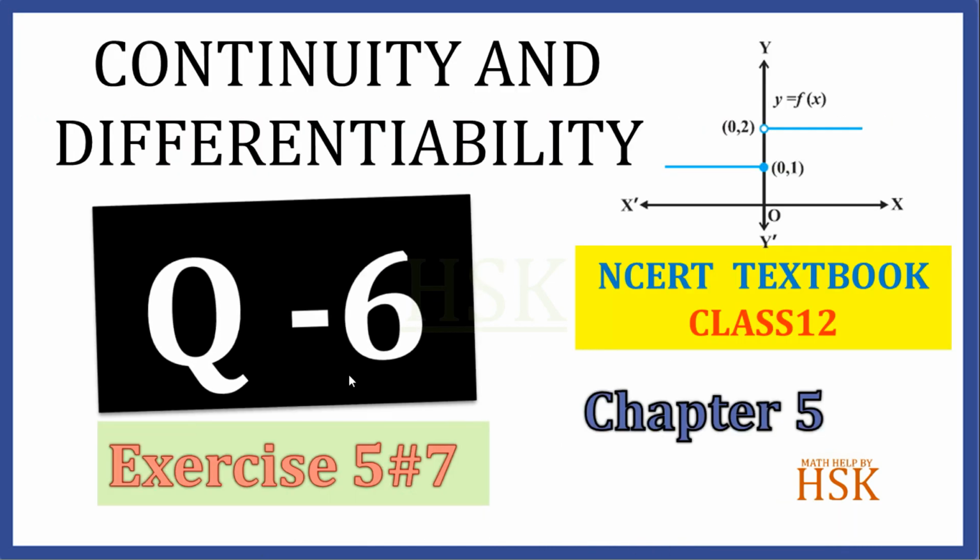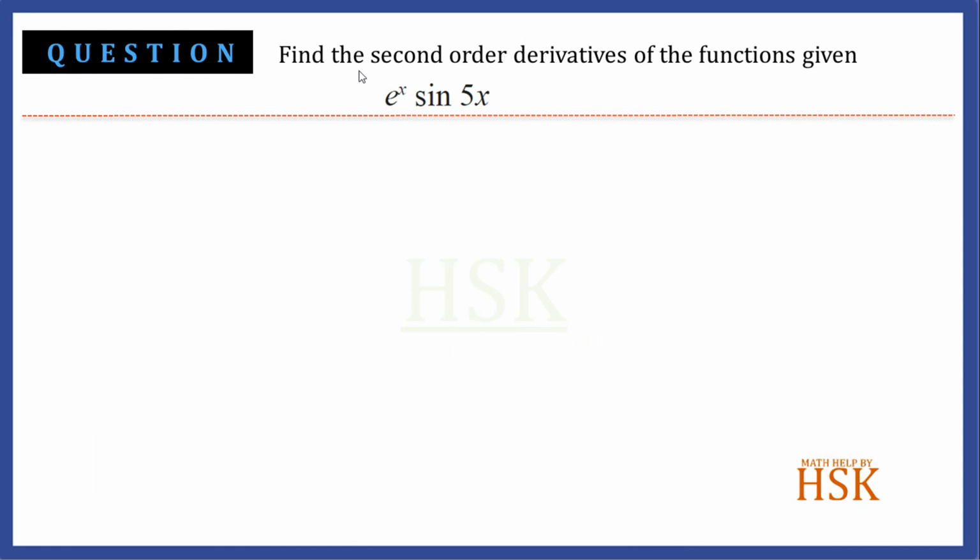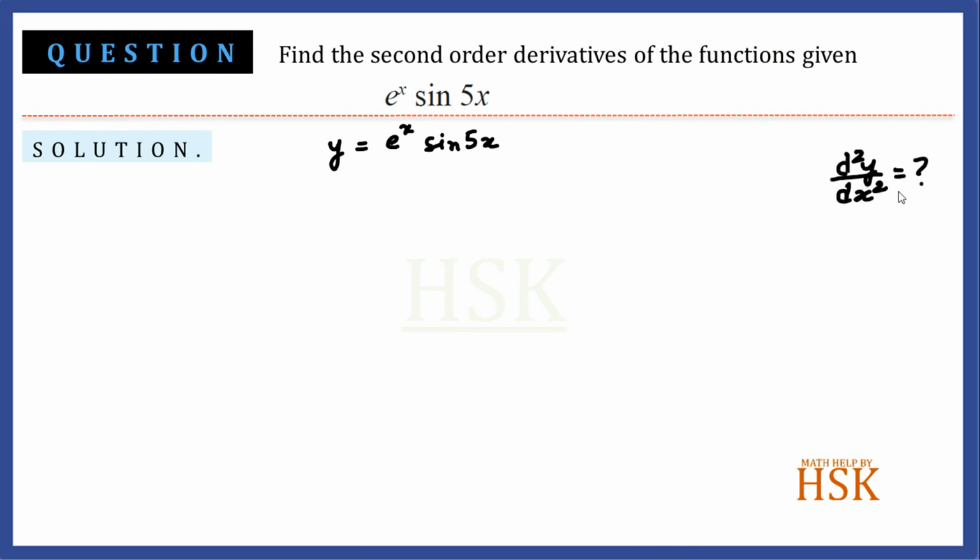This is question number 6 of exercise 5.7 from the chapter Continuity and Differentiability. The question is find second order derivative of e to the power of x into sine of 5x. Okay, so to solve this question we assume y is equal to e to the power of x into sine of 5x, and we have to find d2y upon dx square if we assume this as equal to y.